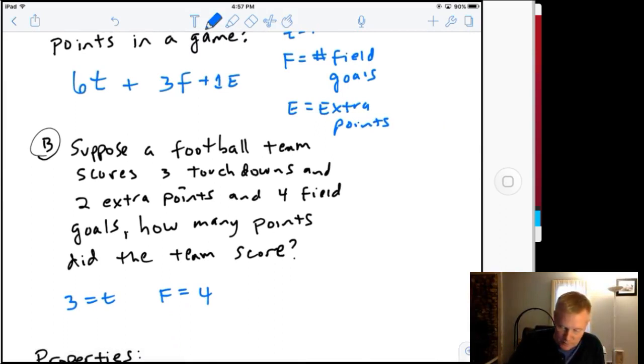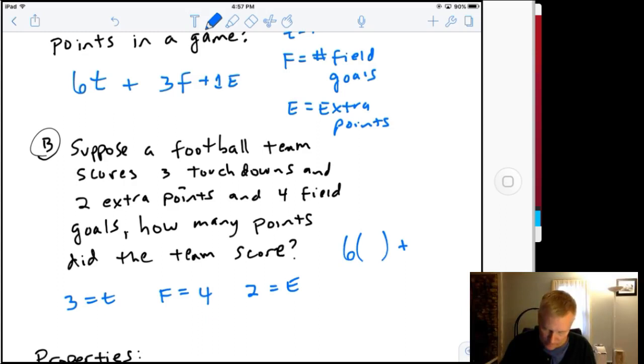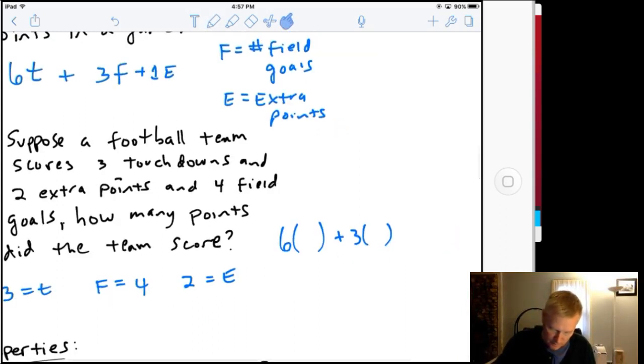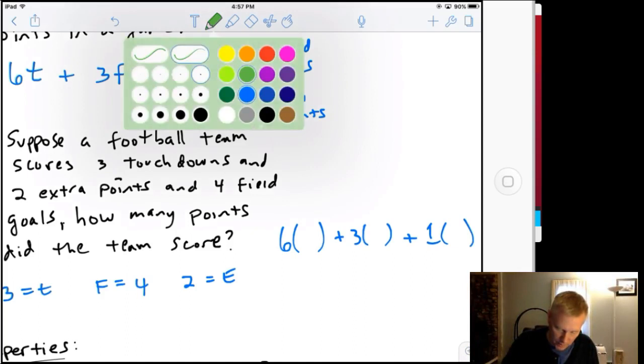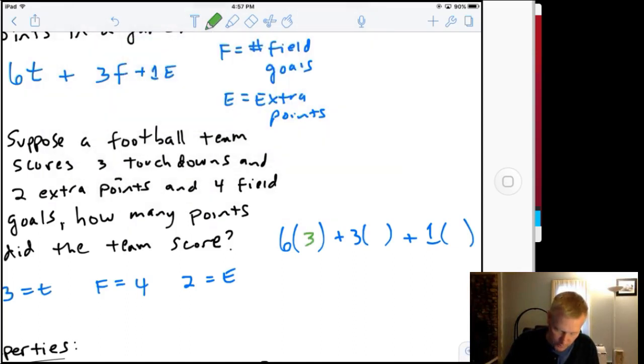All right, so if I plug these in, how many extra points did I have? I had 2. They scored 3 touchdowns and 2 extra points. Sounds like the Patriots. Okay, so if I plug these in, I go 6 times T plus 3 times F plus 1 times E. And I plug those numbers in here, I'll get my answer. So I got 3 touchdowns, 4 field goals, and 2 extra points.